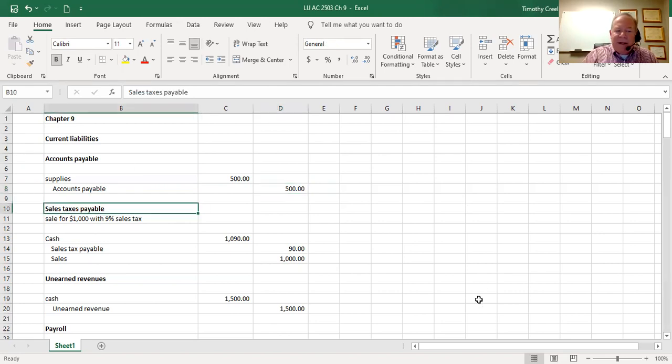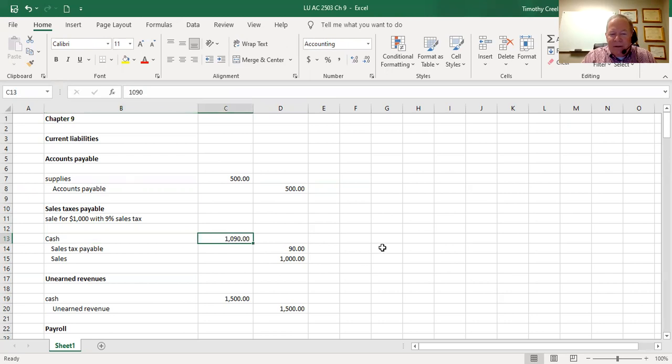Now, we also have sales tax payable, and this is a new account. Sales taxes are a way that a state or a local government will generate revenue. So let's say that we make a sale for $1,000 with a 9% sales tax. The journal entry here would look like a debit to cash for $1,090, and that $1,090 would be split between a credit to sales for the amount of the sale, $1,000, and a credit to sales tax payable for $90.